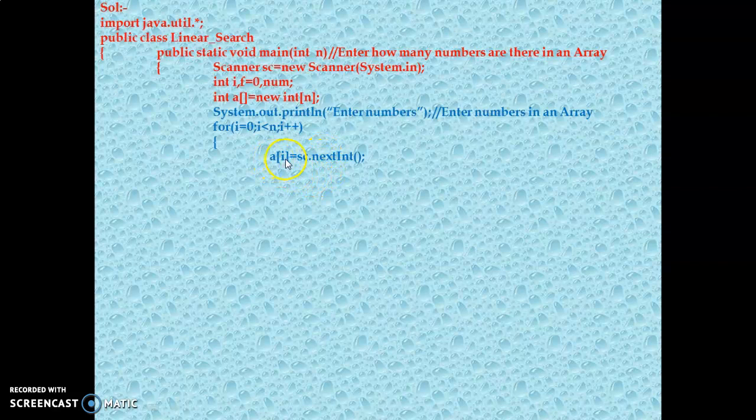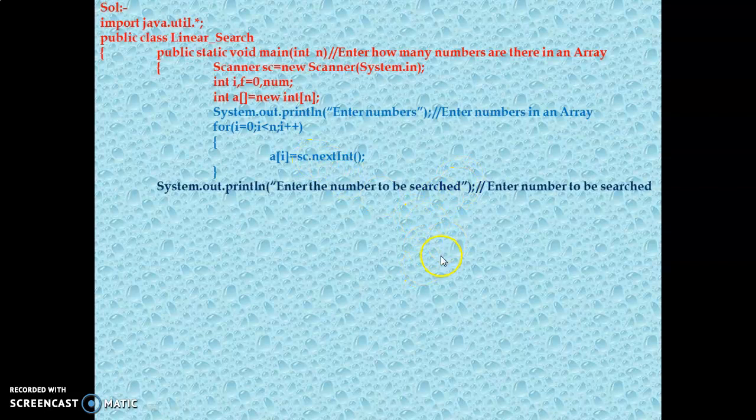So a of 0, then take the input, then close the bracket, then a of 1, a of 2, a of 3, like this till the end of the array position. You have to take all elements using a simple loop. This is how you accept numbers or initialize your array.